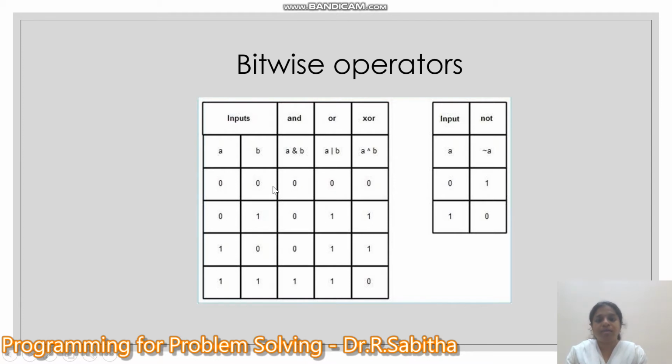For OR, when both the values of a and b are 0, the result is 0, and all other cases will be 1. XOR is an operation where, when both the values of a and b are the same, either 0 or 1, the result is going to be 0. If the values are different, the result is going to be 1. This table is used as reference. The NOT operation is the negation operation. Whatever value is given for a, the negation operation will give the opposite. So this is used as a reference.